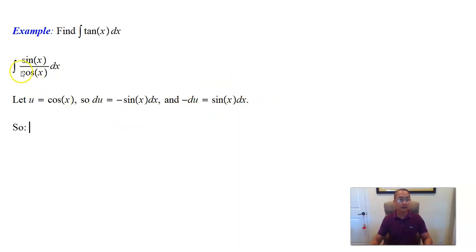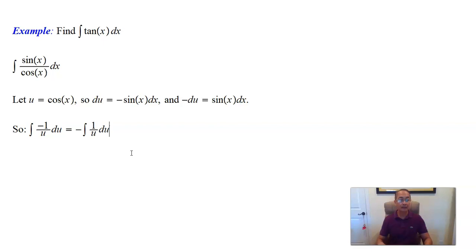So we are ready. Our antiderivative is our cosine of x is our u. And the sine x dx is negative du. So I'm going to change the numerator to negative 1 du. Okay, sine x dx is negative du. I'll write it as negative 1 over u du. So as usual, we can take the minus out, and we have antiderivative of 1 over u.